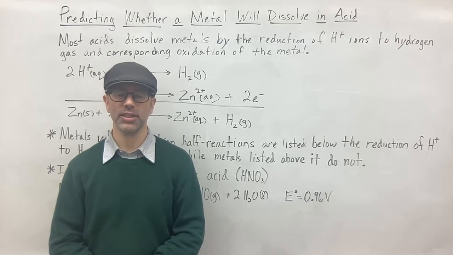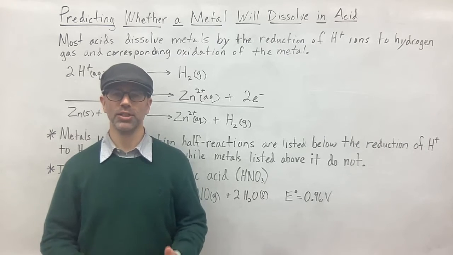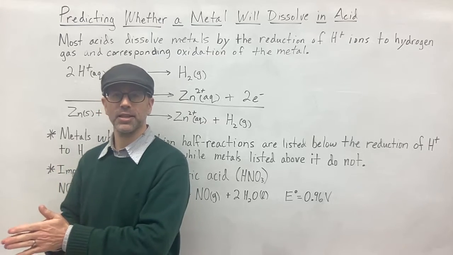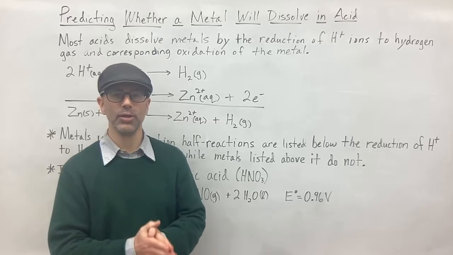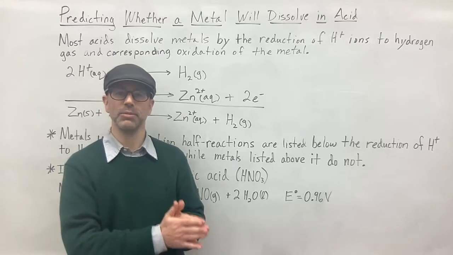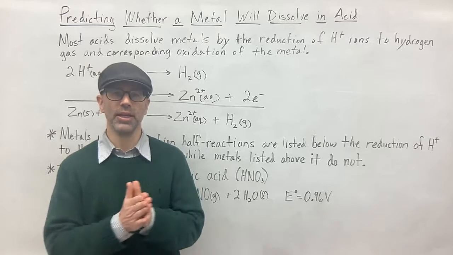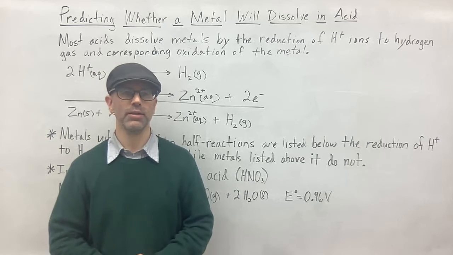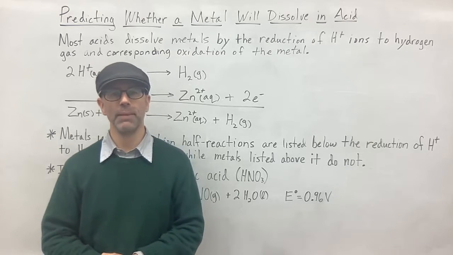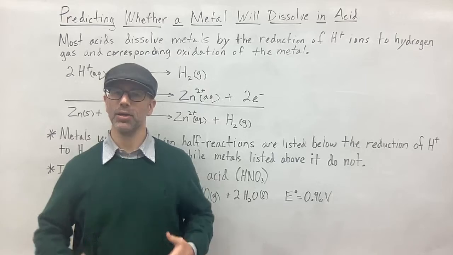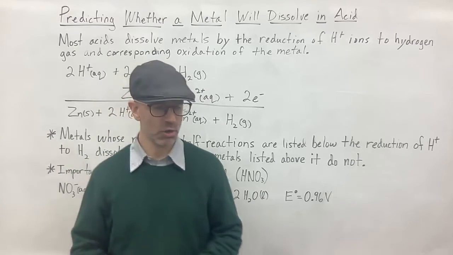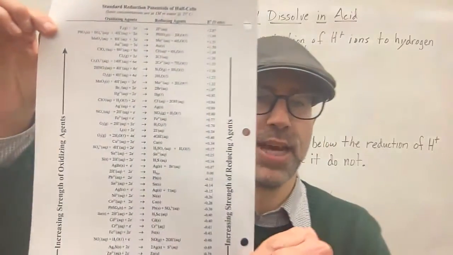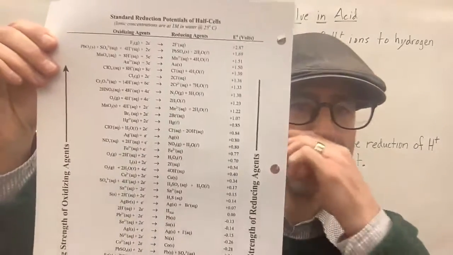So most acids are going to dissolve metals by the reduction of the H+ ion that's in the solution to hydrogen gas. But in order to do that, the metal that's reacting with the acid has to be able to be oxidized. So the reduction of the H+ ion is coupled with the oxidation of the metal. So that means that when you put the metal in there, the metal has to be able to be oxidized.